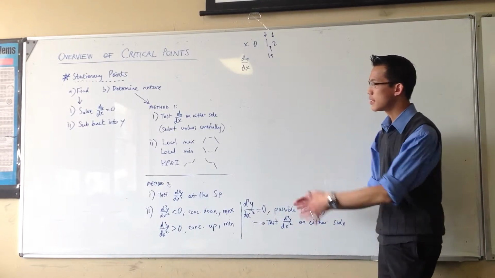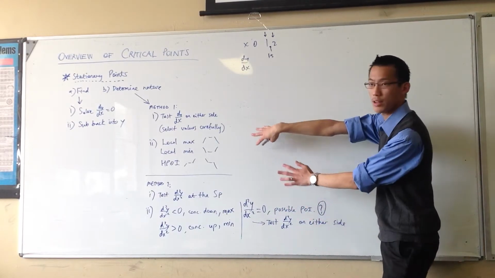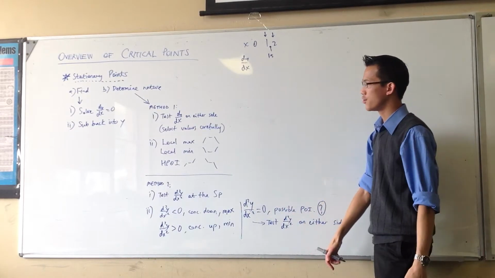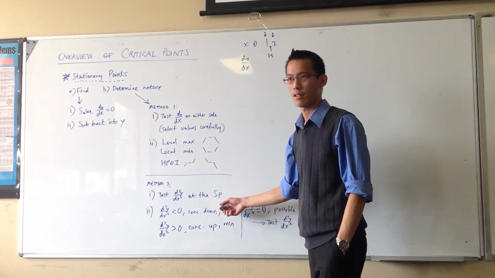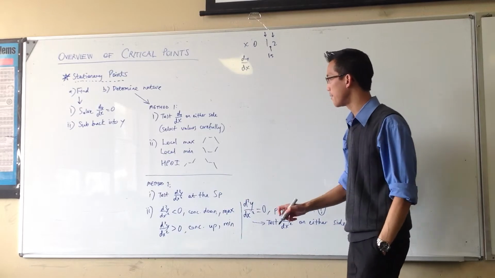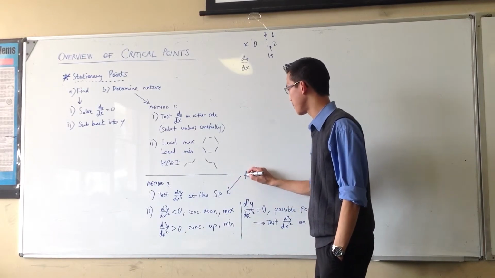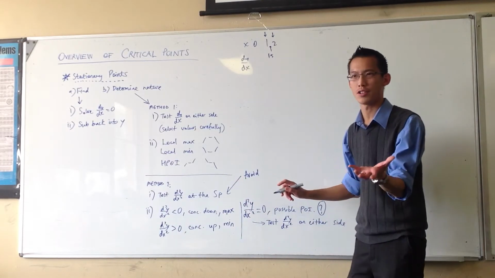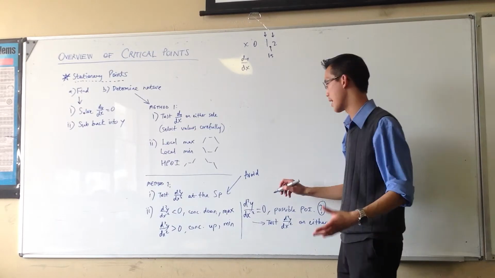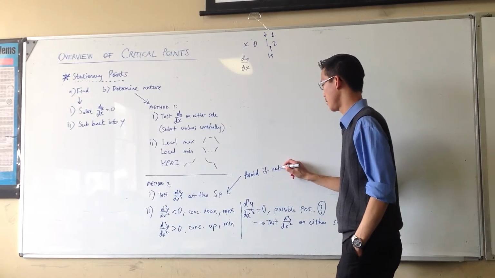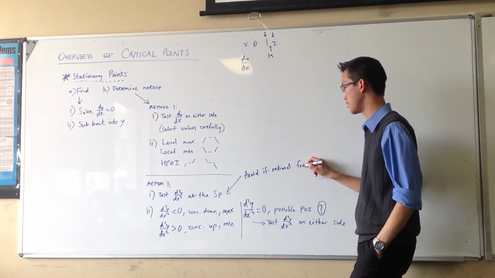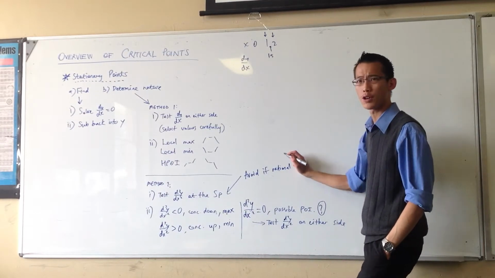Okay? So this is stationary points. Remember, you've got two different methods. Generally, we like the second derivative, okay, because it tends to be faster. But you would avoid it if your function is rational. Do you remember why? Why do we want to avoid the second derivative if you've got a rational function?